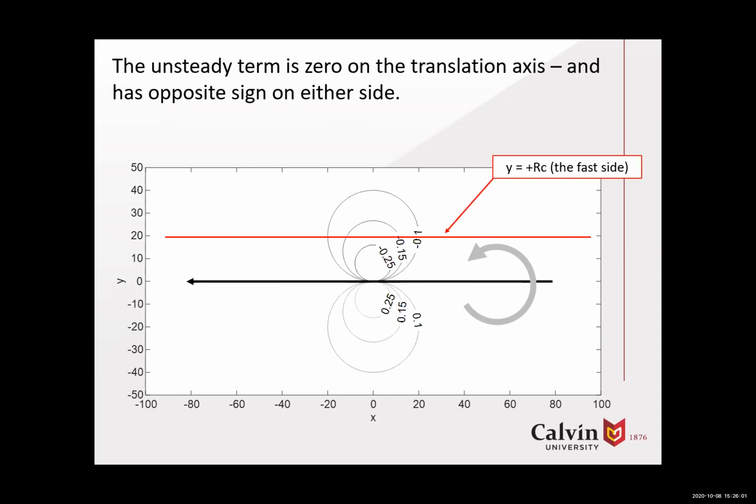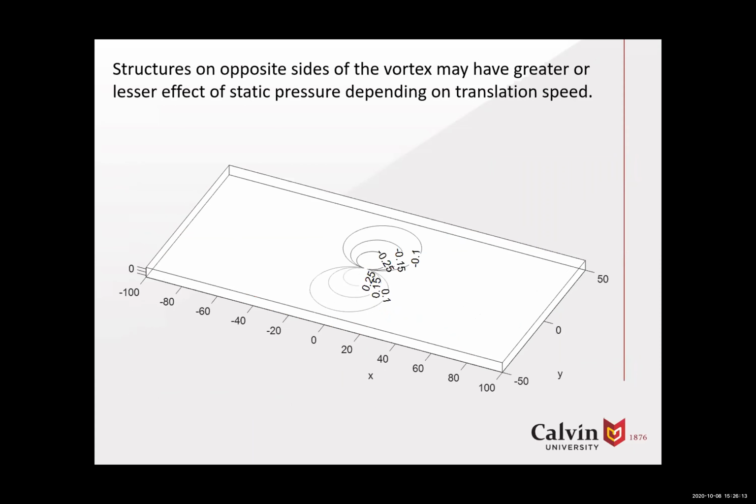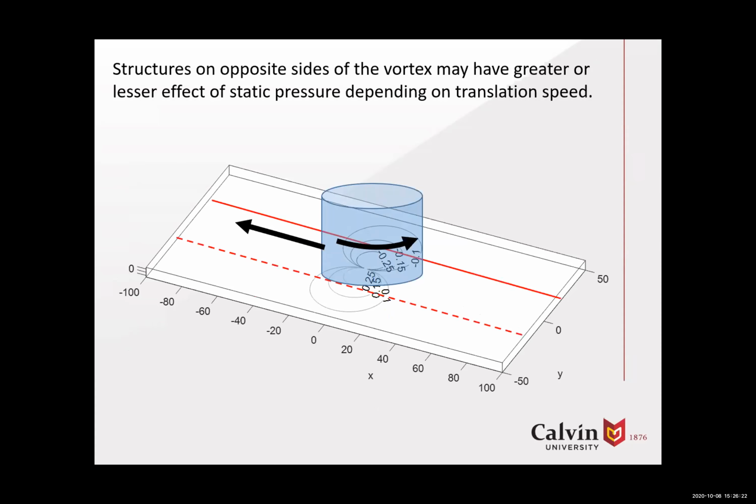So if I'm on the fast side of this, I get a larger pressure drop. If I'm on the slow side of the vortex, I get a lower pressure drop. So what that means is that if a tornado is translating along this way, structures that are on one side or the other are going to have different static pressures, and it's not just that main dip that we typically expect for a slow moving or a stationary vortex.